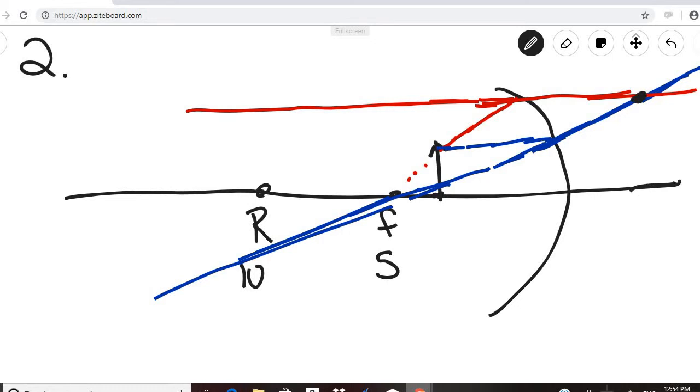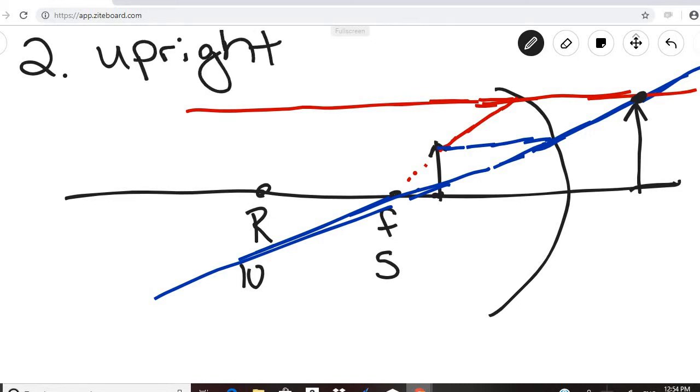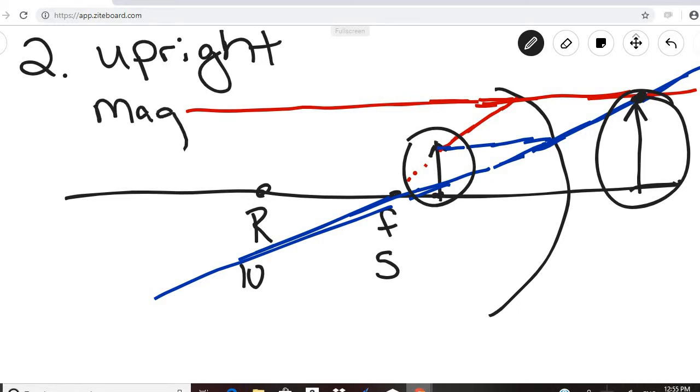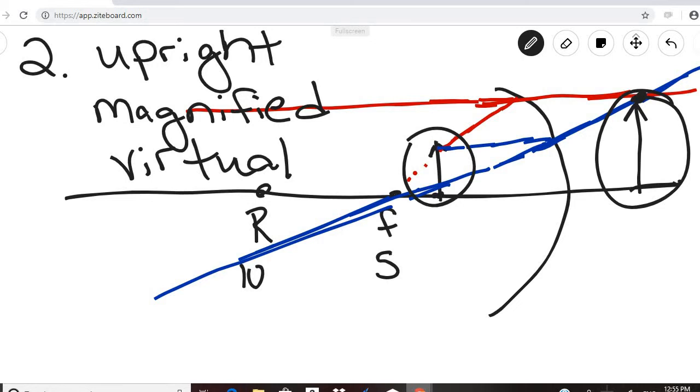So this is the bottom, so this is the top, so it's upright. If we compare the size of this image to this one, it's magnified. And because we had to extrapolate the lines out, it is a virtual image. Okay, so that is number 2.